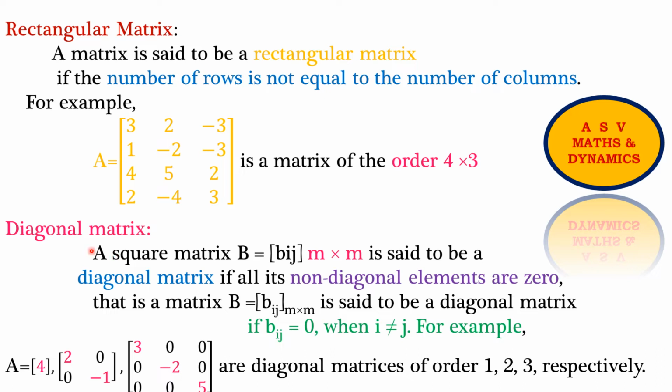Diagonal matrix means when you describe the diagonal matrix, you need the square matrix.